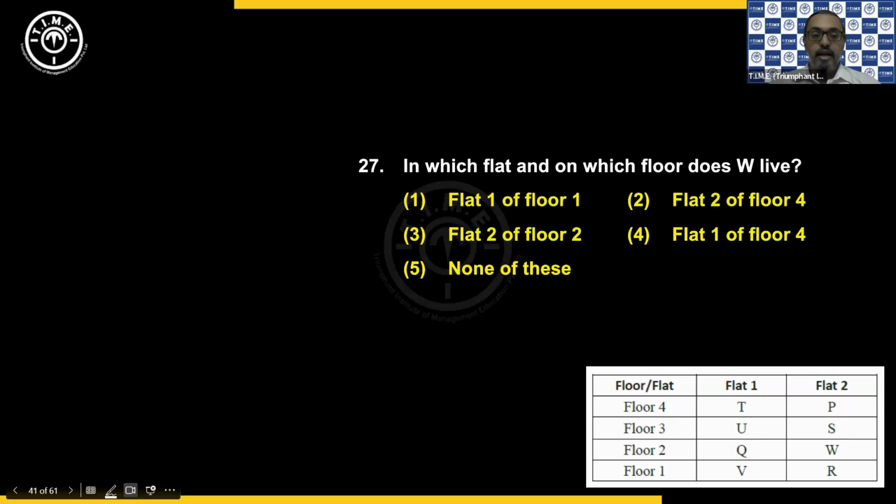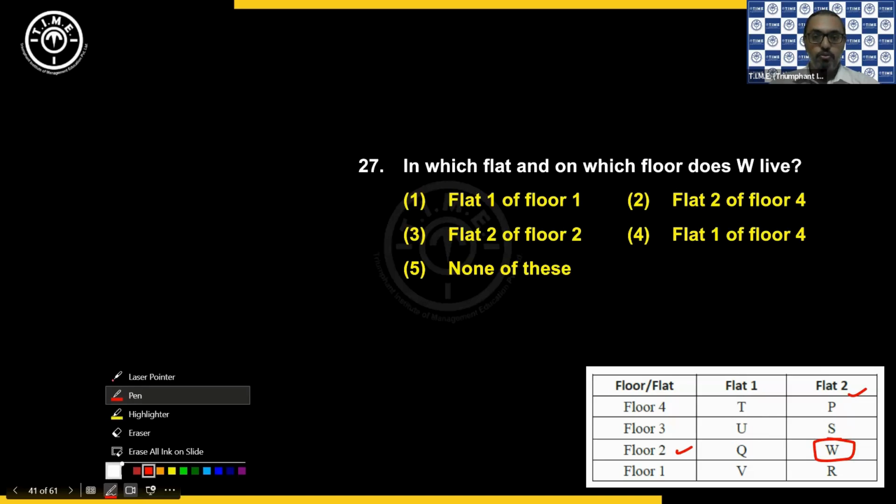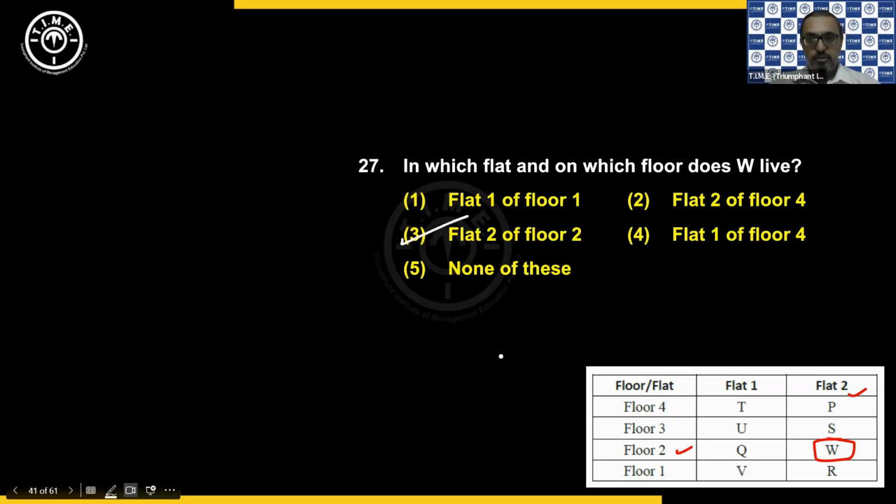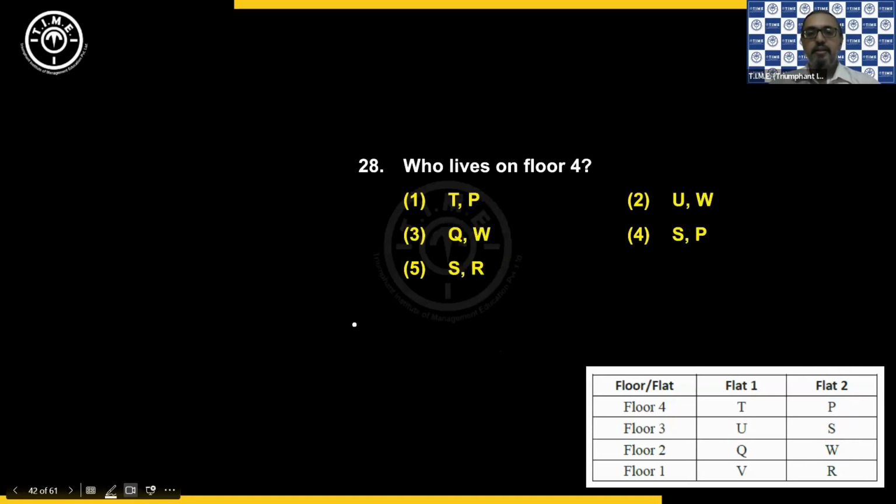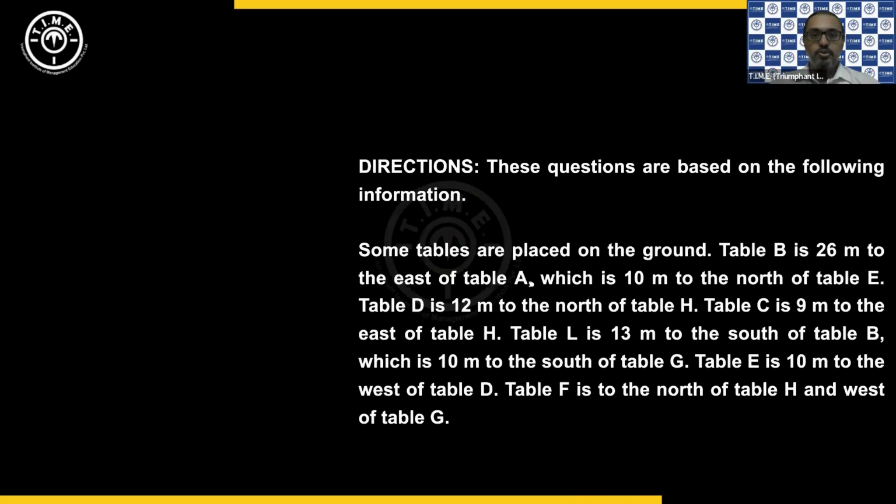Then in which flat and on which floor does W live? So W is in flat 2 of floor 2. So flat 2, floor 2. Third option is W. Correct? Then who lives on floor number 4? So on floor number 4 we have T and P. That's available in the first option. Right. So those are the questions you have in that set.